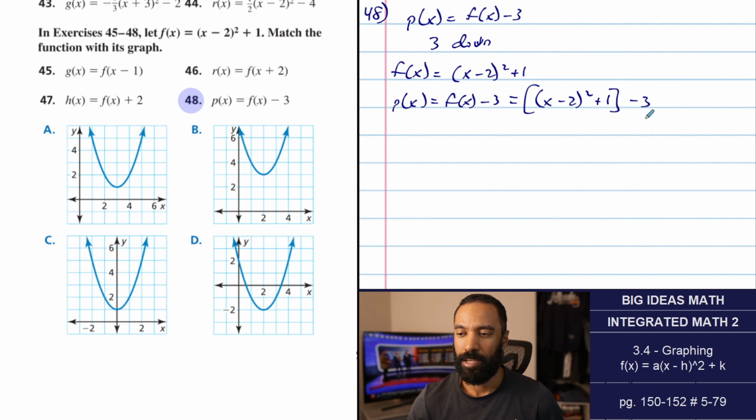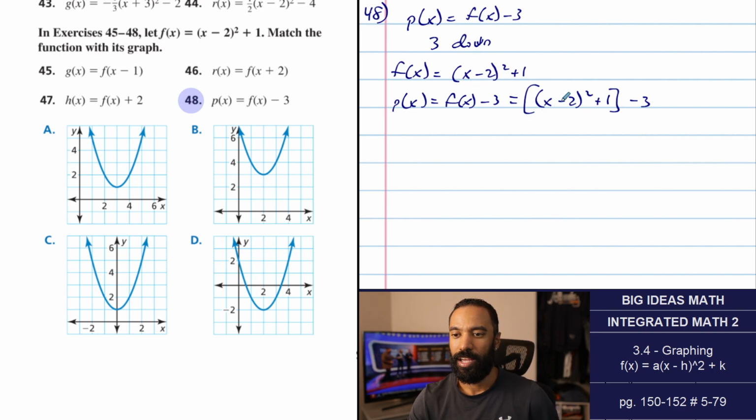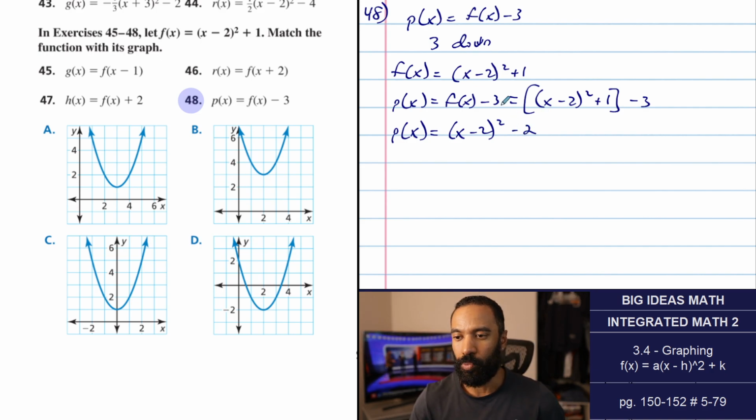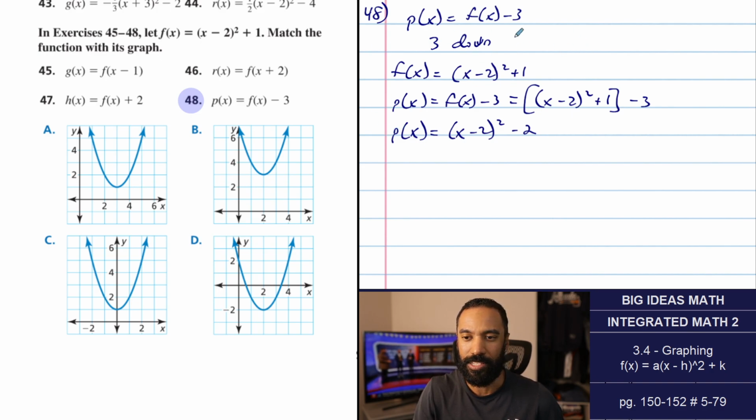That minus 3 doesn't mean I distribute, nothing like that. I'm going to do 1 minus 3, but I want to bracket what makes f of x, and then go ahead and subtract 3 from it. We don't plug it in with the x this time. So what you get here is x minus 2 quantity squared minus 2. That minus 2 is 3 less than if it was from 1. That's why it goes 3 down. That's why it is D.